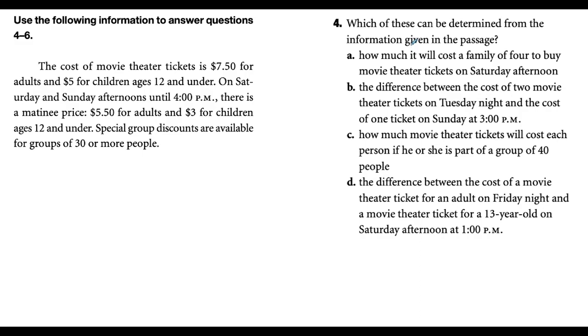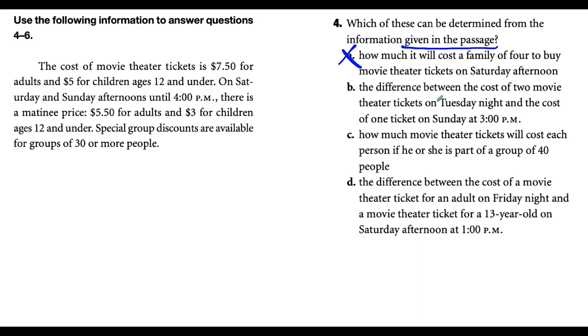But for this question, we want to know which of these can be determined from the information given in the passage. So we're taking this from information given in the passage, which means we can't assume anything. So for choice A, we could determine how much it will cost a family of four to buy movie theater tickets on Saturday afternoon. This we can't determine because we don't know how old the people in the family are. If it's a family of four, chances are that means there's going to be two kids there, but we don't know if these kids are going to be under 12 or over 12. So this we cannot determine unless we know how old everybody is.